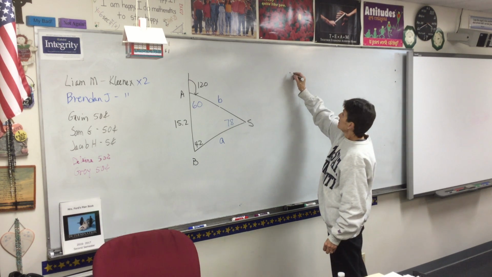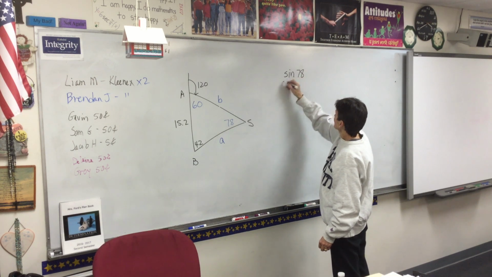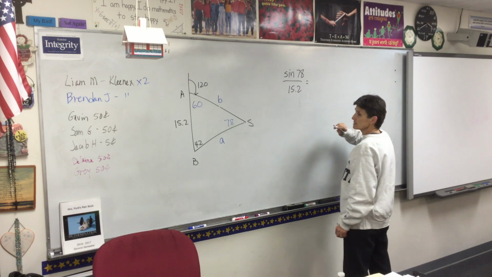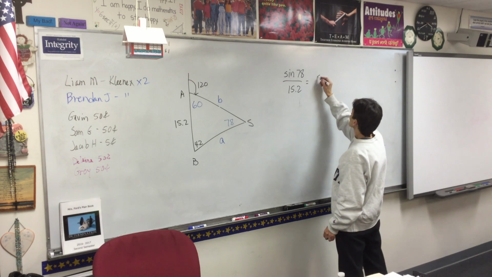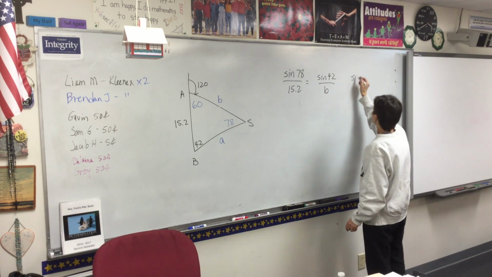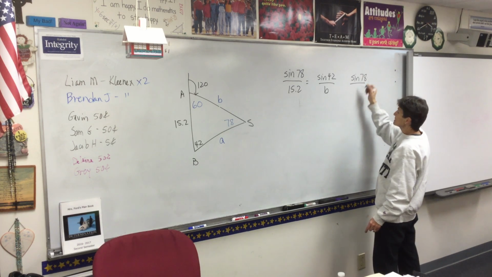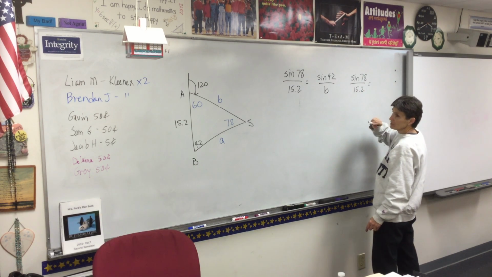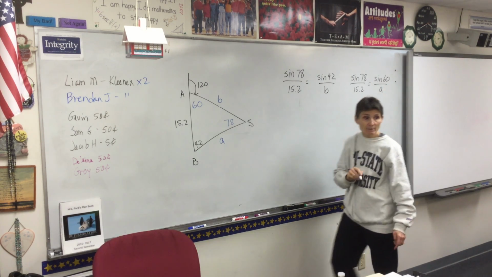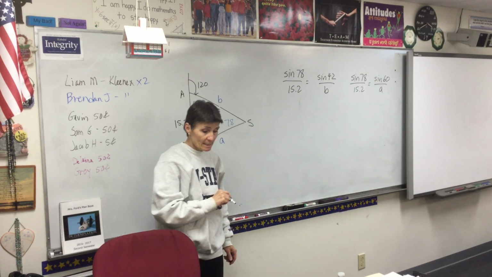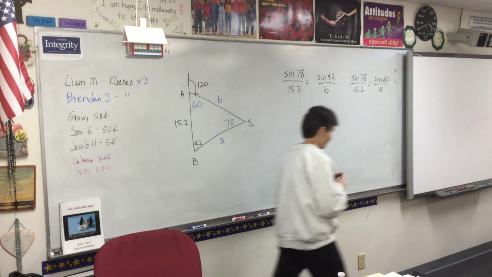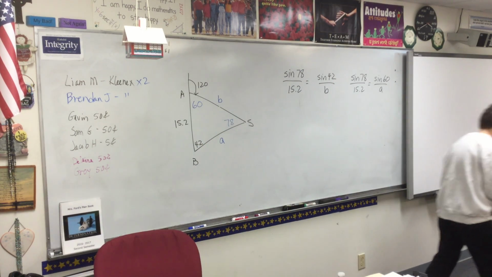Sine 78 over 15.2 equals sine 42 over b, and we have to do both of them, sine 78 over 15.2 equals sine 60 over a. Right? Don't we have to do them both? In either order, makes no difference. Let's see what we come up with as answers.